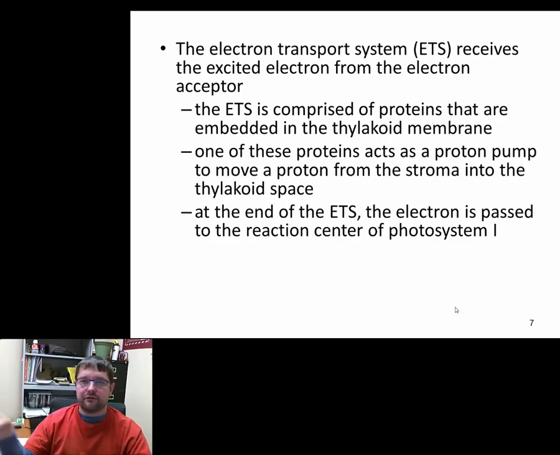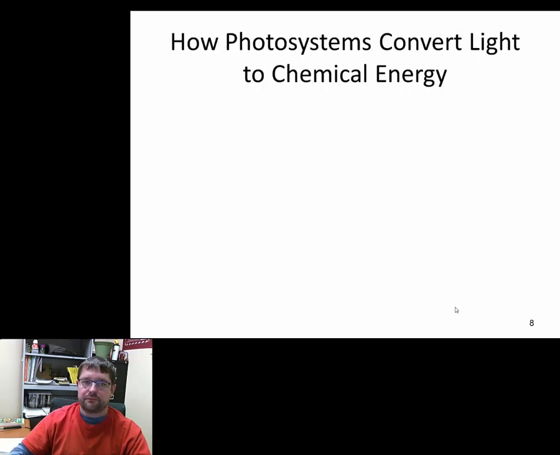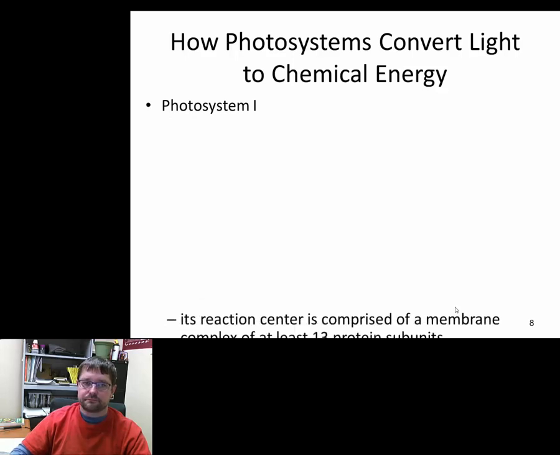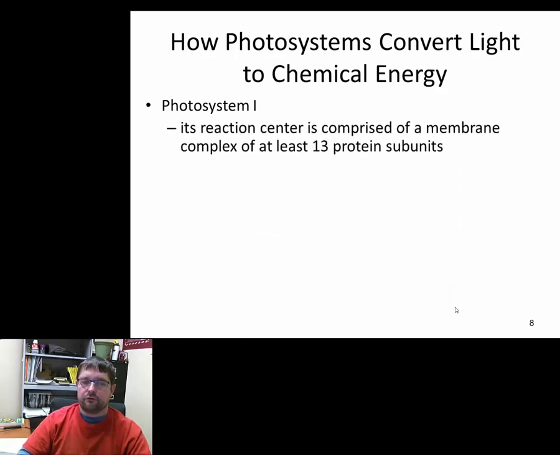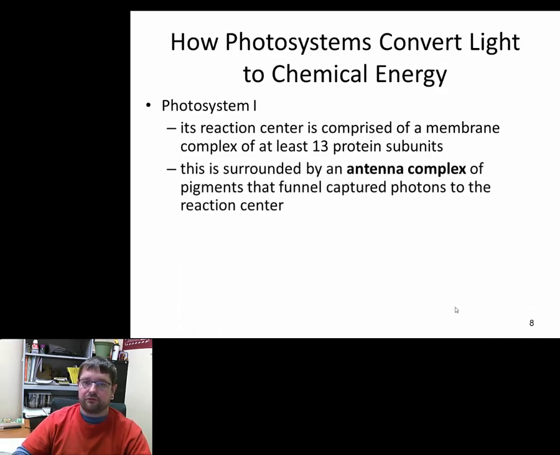The electron at the end of the electron transport system is donated to Photosystem I, to the P700 site. So Photosystem I is very similar to Photosystem II. A few more proteins to build up that reaction center. The antenna complex, same kind of thing though. It's still there to capture photons. It's working in the same manner.